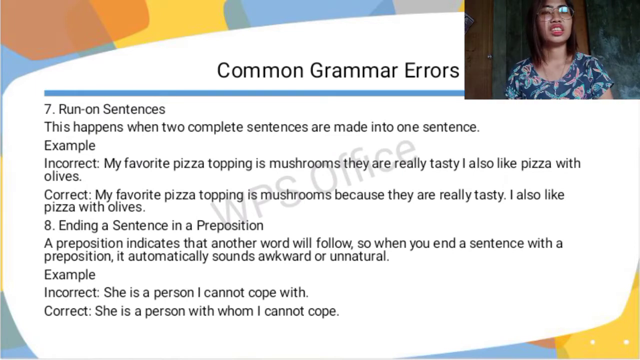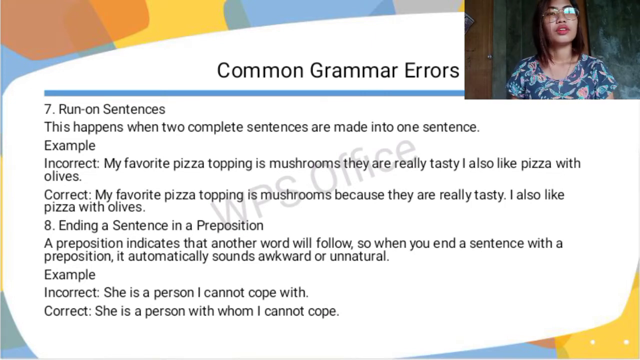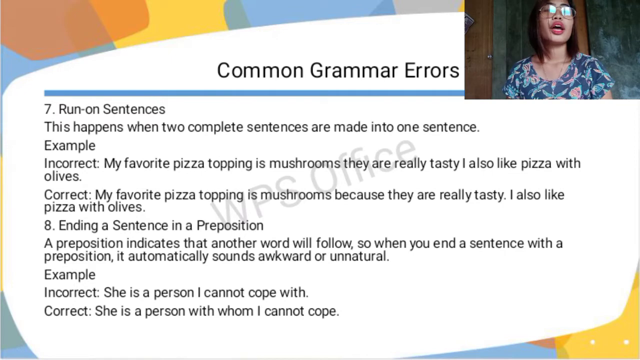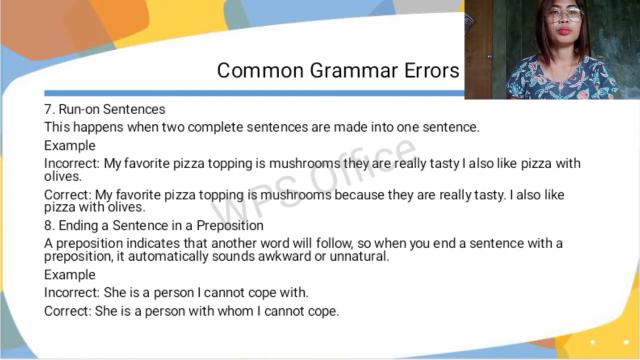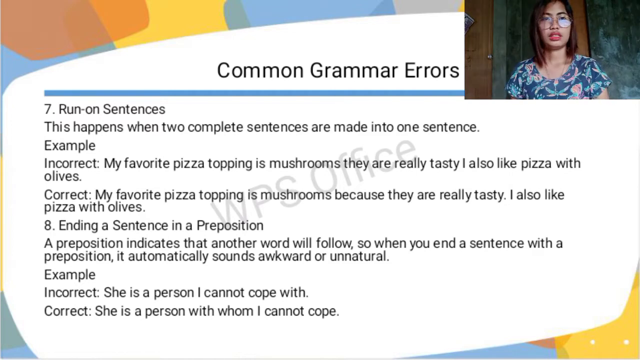Next is run-on sentences. This happens when two complete sentences are made into one sentence. For example, "My favorite pizza topping is mushrooms. They are really tasty. I also like pizza with olives," and that's the incorrect sentence. And the correct sentence is "My favorite pizza topping is mushrooms because they are really tasty. I also like pizza with olives."